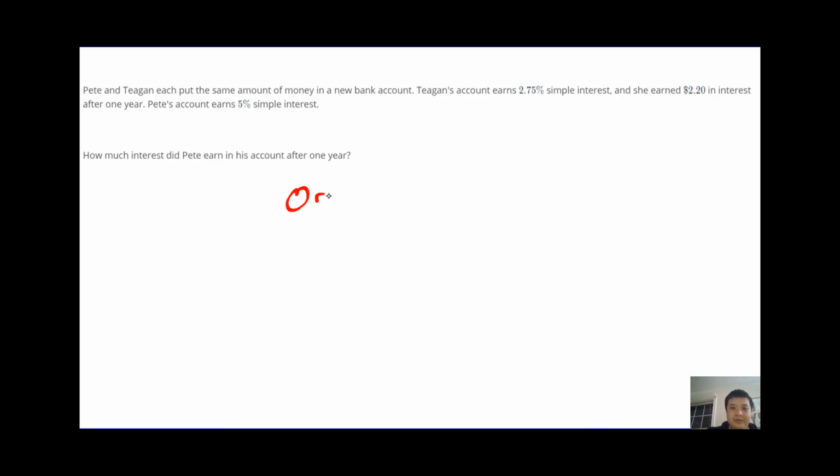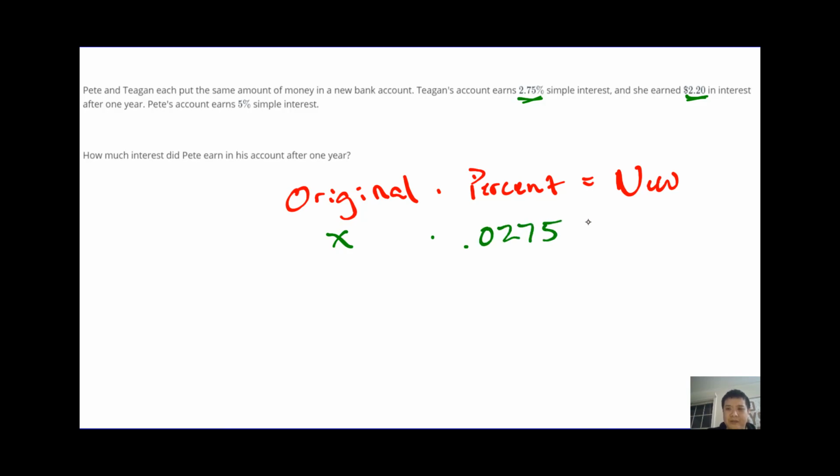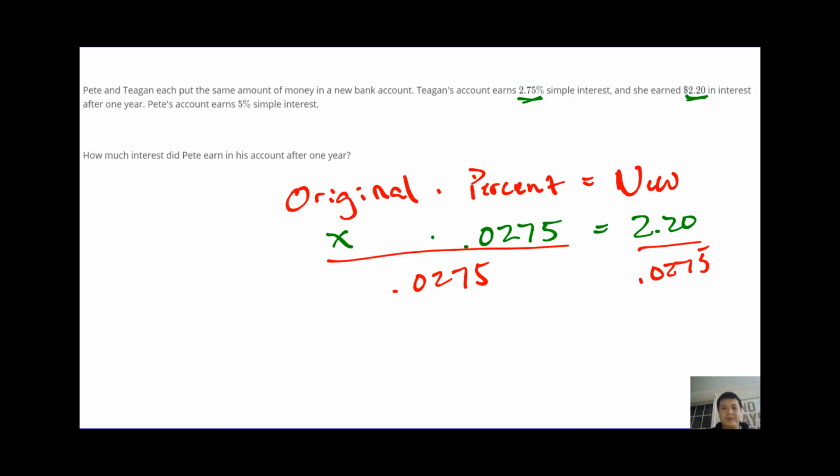So again, original times percent equals new. Okay, so this is a percent of question because this right here represents 2.75% of the original amount. We need to find the original amount. So x times 0.0275 equals $2.20. Divide both sides by 0.0275. When we do that, we find that x equals $80.